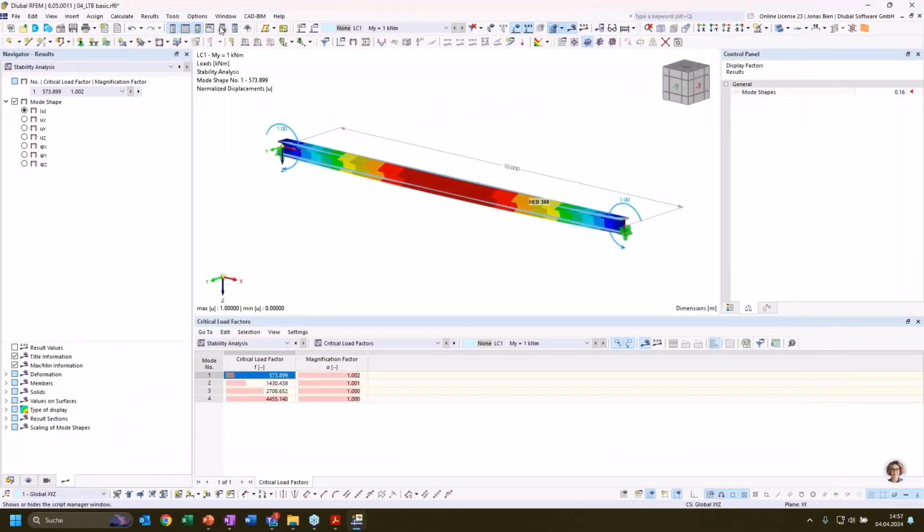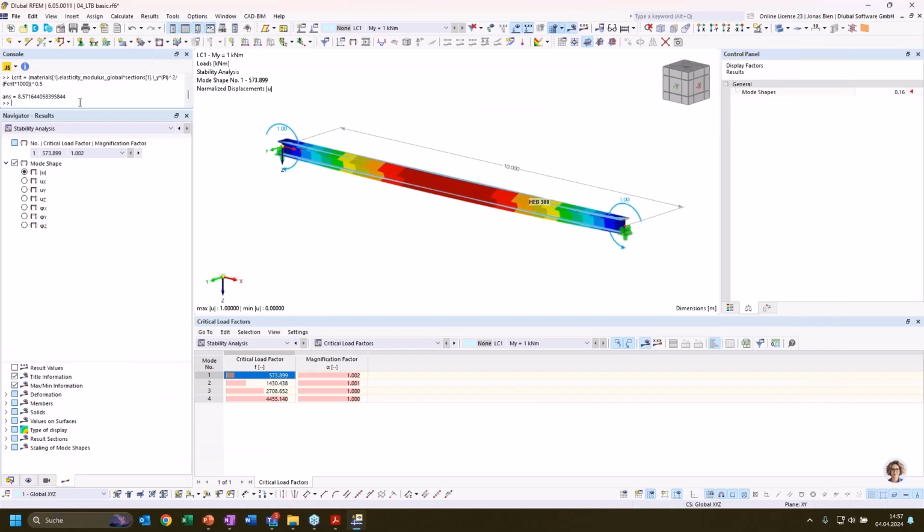We could also use the console again to evaluate this. So all the global parameters that we have stored, we can call them here in our console. In this case, it's again written in SI units, so I would need to divide it by 1000 to get to kilonewton meter. And this is very close to the value that we evaluated here with the structural stability add-on. So it works again quite well.